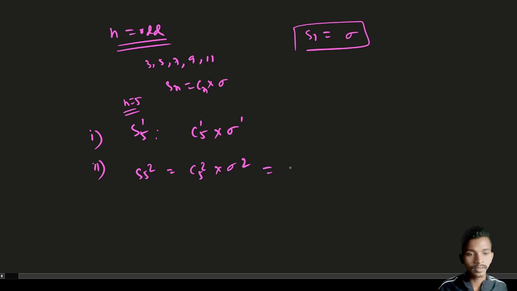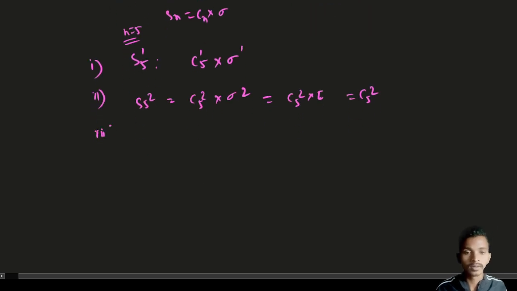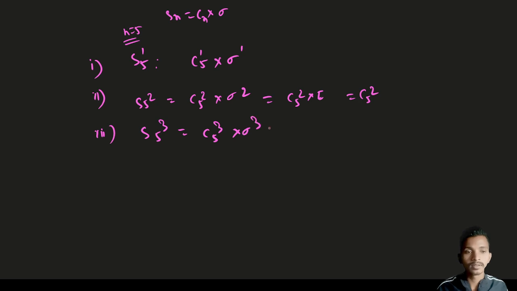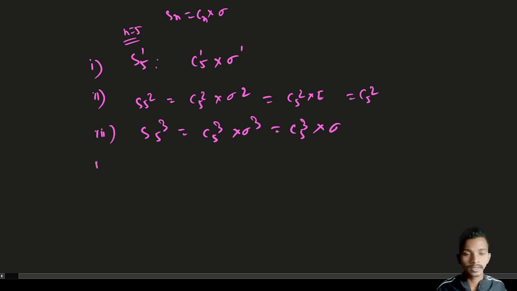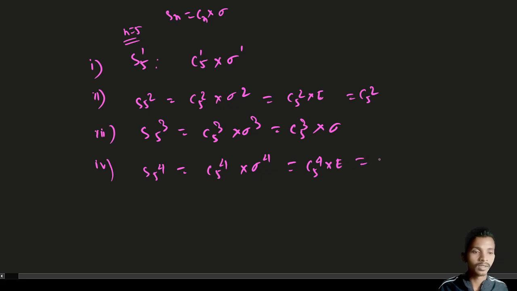And case 2, if I look, this is even, then this into E, that is 5-2, and this is S53, then C53 into sigma 3, that is C53, and that is sigma. The molecule remains as it is, and this becomes C5 4, into this is 4, so this becomes E. That is going to become C5 4.